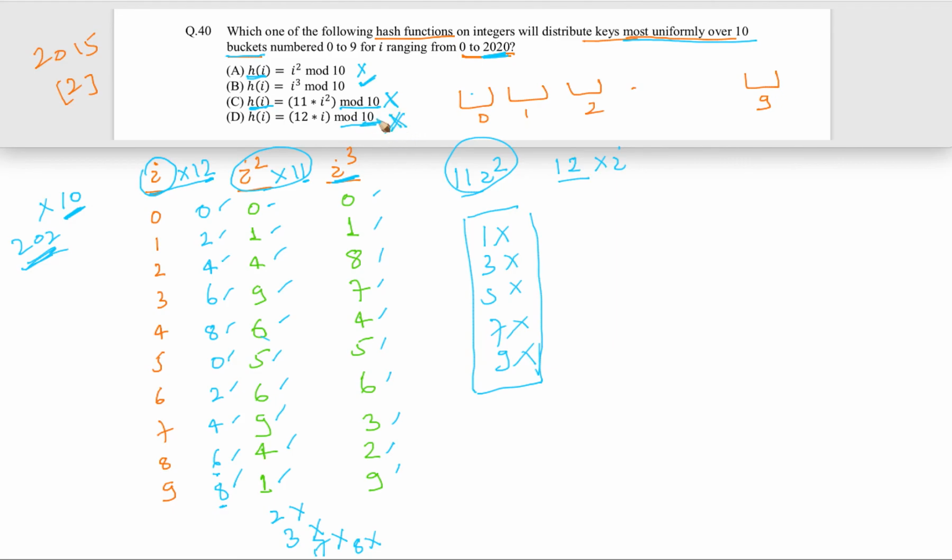So definitely the most uniform, in fact completely uniform as of now, is this one, and that's why B is the correct answer.